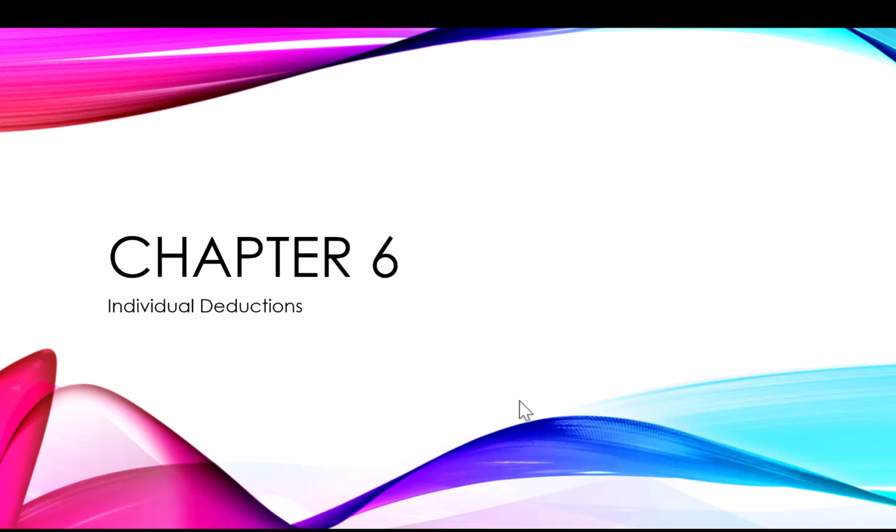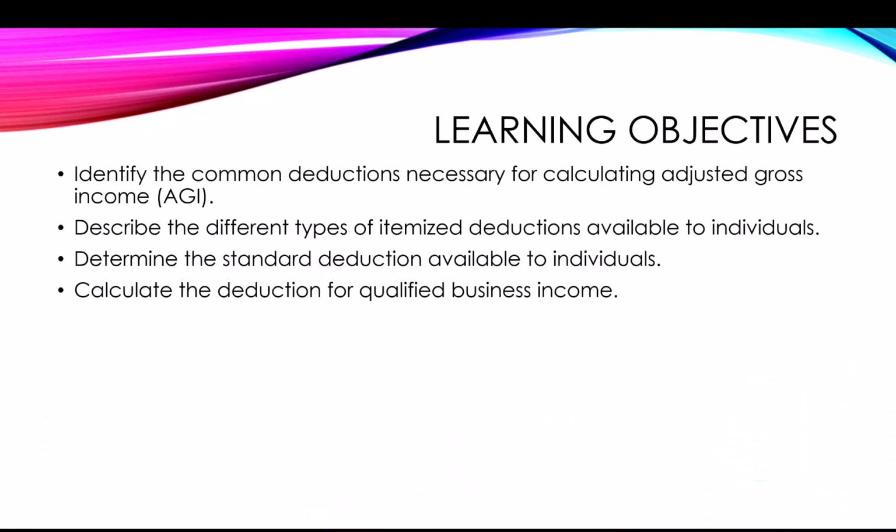This video supplements the lecture for Chapter 6 on individual deductions. In this chapter, you will learn how to identify the common deductions that are necessary for calculating adjusted gross income. You will also be able to describe the different types of itemized deductions that are available to individuals. You're already aware of the standard deduction. And finally, you're going to learn how to calculate the deduction for qualified business income.